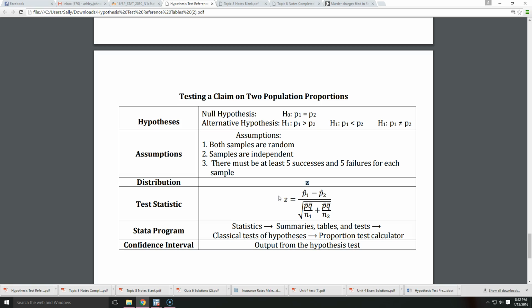Although Stata does give you the z-score, this is the calculation for the z-score if you did want to find it. You'd actually need to look up how to find p-bar and q-bar, but I don't imagine anyone would want to do this by hand when Stata so easily gives it to us.